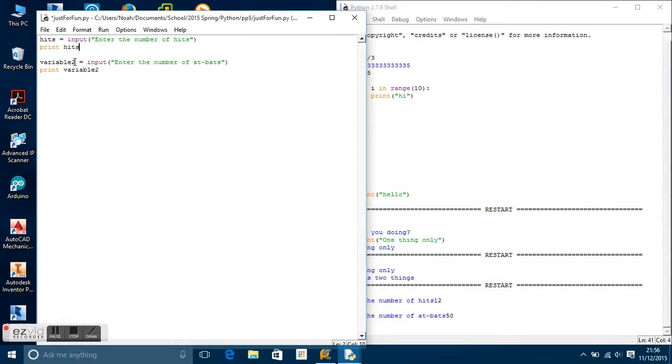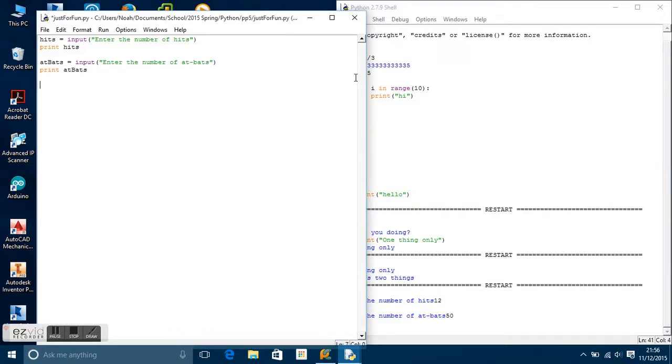It doesn't matter what they're called, so it helps if you make them something easy to remember, because if you were in a program with 1,000 lines of code, you would never remember what a variable stands for. But with at bats or hits, you know kind of what those mean. So now we're going to get on to the math portion of this.